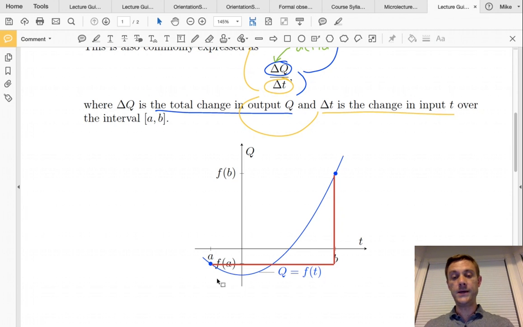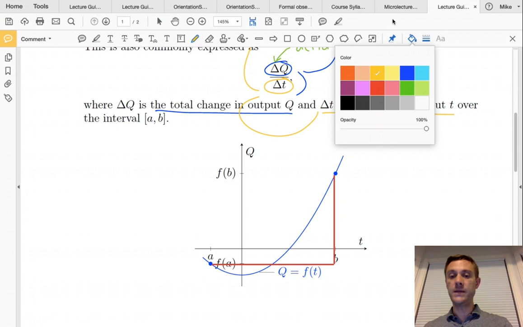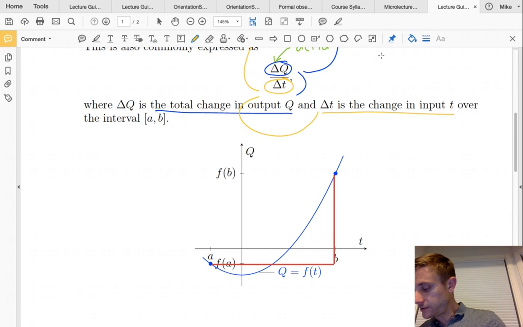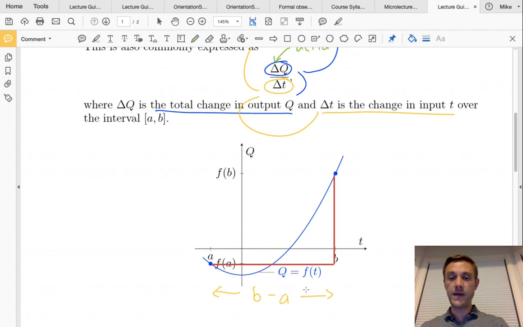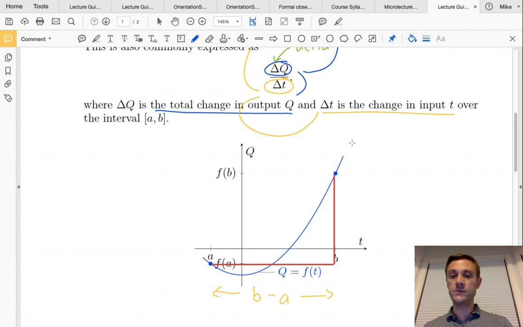B minus A is pretty readily visible on this piece here, because basically what we're saying is the distance between these two things, B minus A, is how far apart B and A are. That's numerically what that difference B minus A means, or geometrically what it means is that distance there, the length of that line segment.